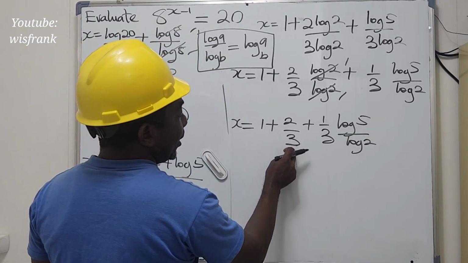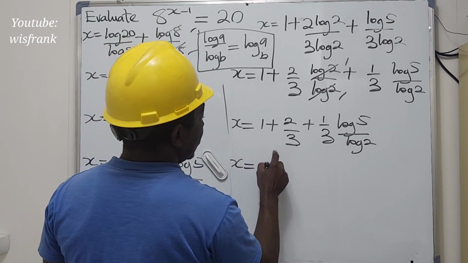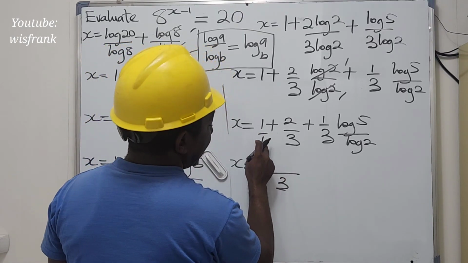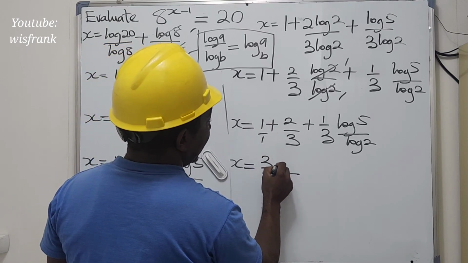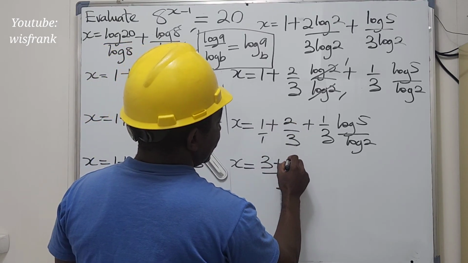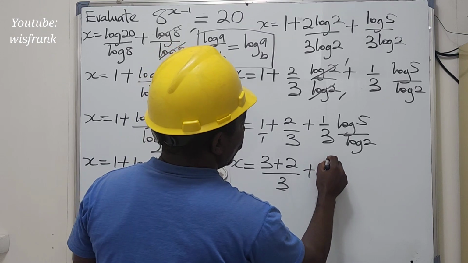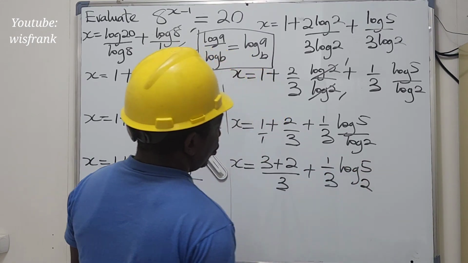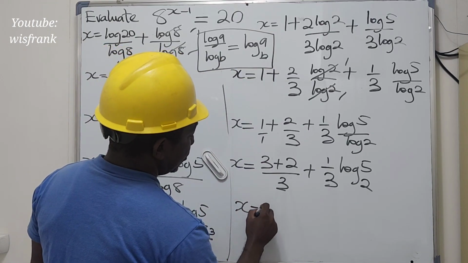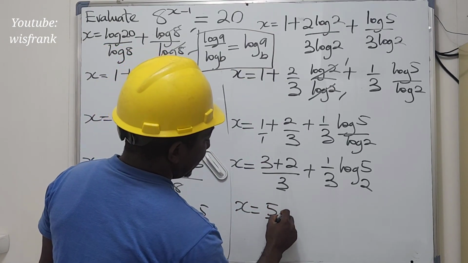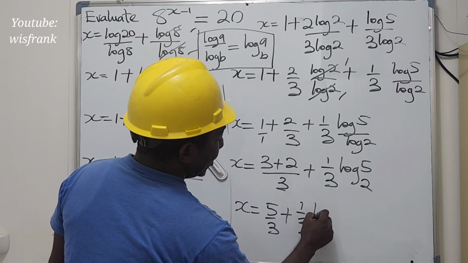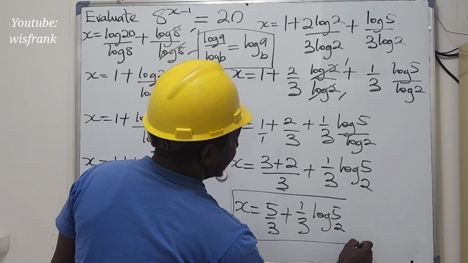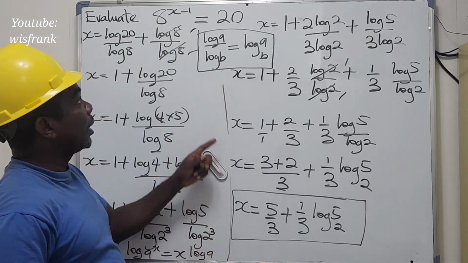Before we do that, we need to add this. So that will give us x equals 1 over 1; taking the LCM, it will be over 3. This is 3 times 1, we have 3, plus 1 times 2, we have 2. Then we have plus 1 all over 3 log 5 base 2. So x equals 5 over 3 plus 1 over 3 log 5 base 2. This is the solution of x that we have, and it satisfies this expression.